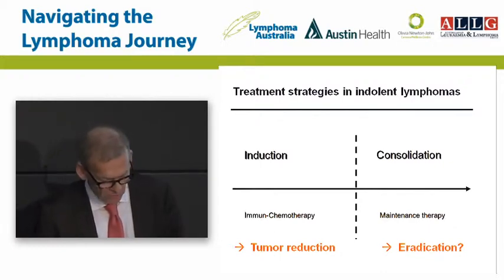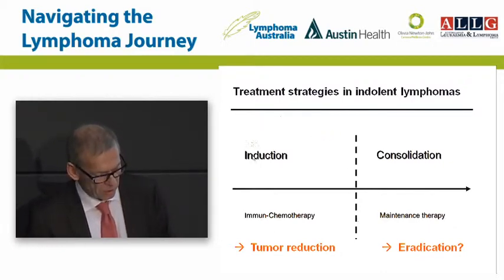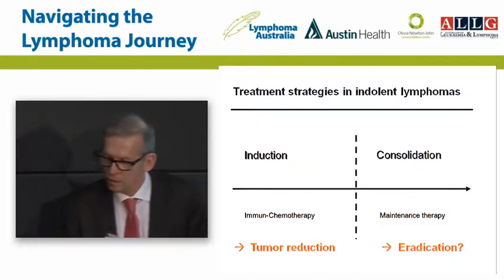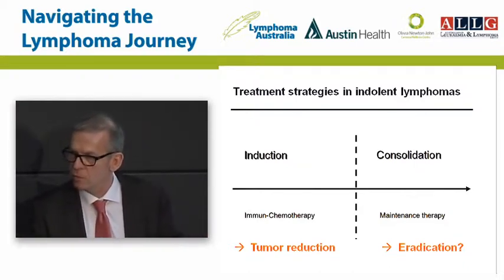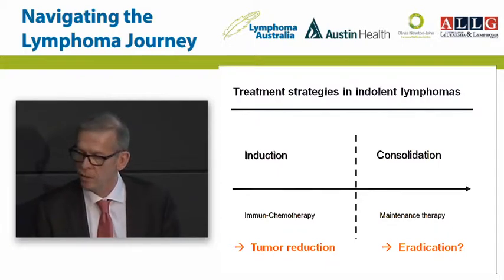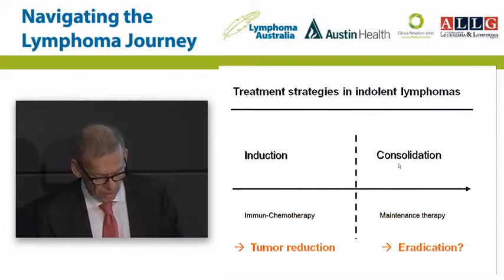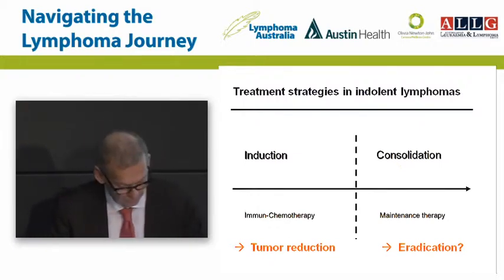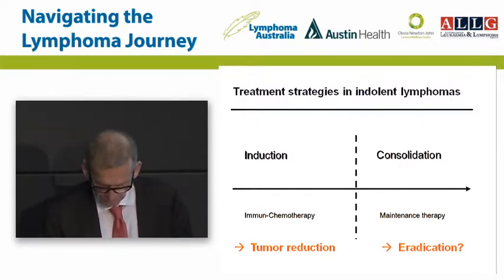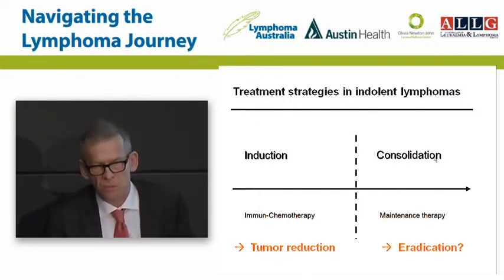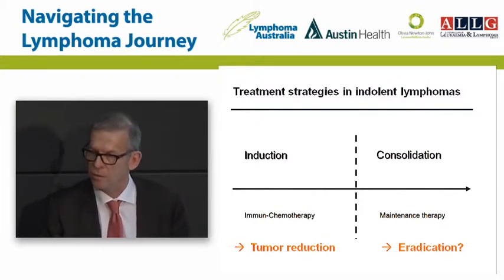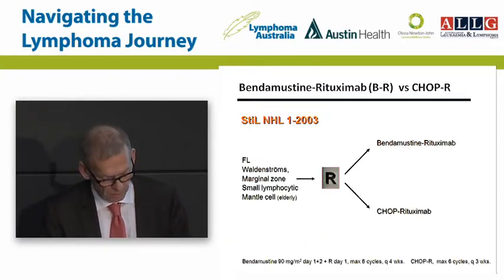So you see that there is the induction treatment, as it is called, that is aiming to get rid of most of the tumor cells. Few might then be still around, and they would be tackled with what we call consolidation or maintenance. And that is aimed at eventually really getting rid of the last tumor cell, which is more difficult in this disease than in faster growing diseases, malignancies.